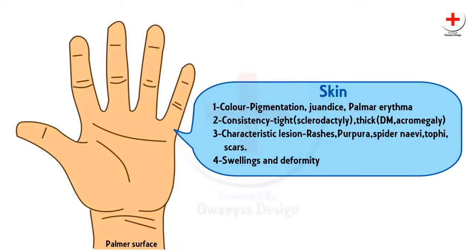Our inspection begins with skin. Color of skin provides information about pigmentation, jaundice and palmar erythema. If the consistency of the hand is tight, it suggests scleroderma, and if thick, it may suggest diabetes or acromegaly. Check for characteristic lesions, which include rashes, purpura, spider nevi, tarfi, and scars. Lastly, look for any swelling or deformity.